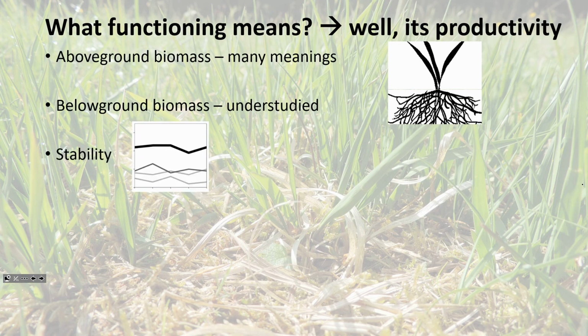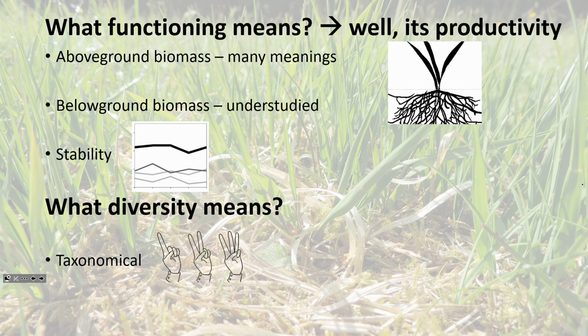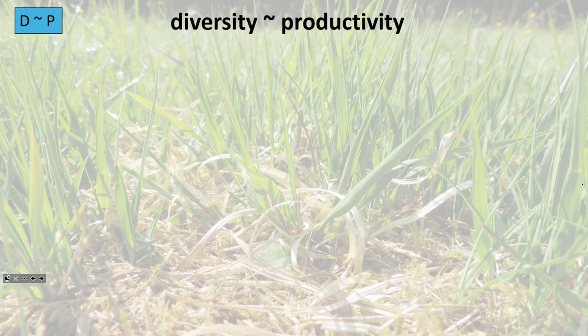We will partly look at the stability of above ground biomass in time, so how the biomass fluctuates in time. And what I mean by diversity: I am mixing terms, always calling it biodiversity, diversity, but whatever I say, I mostly mean taxonomical diversity, so just counting species, 1, 2, 3, 4, 5, 6 species, and so on. And we will slightly touch also the functional aspect of diversity at some point.